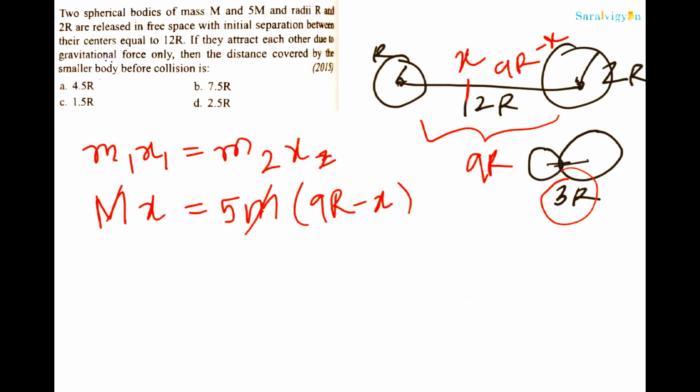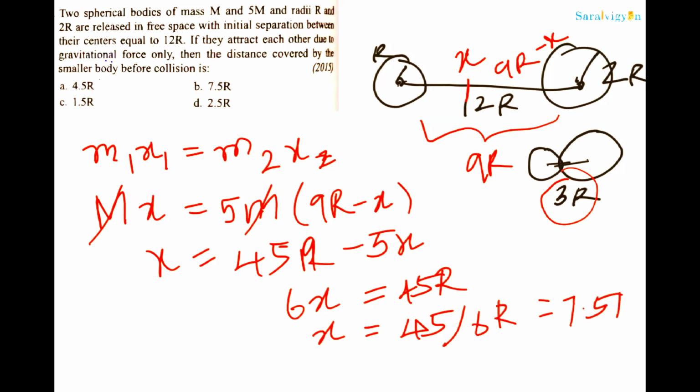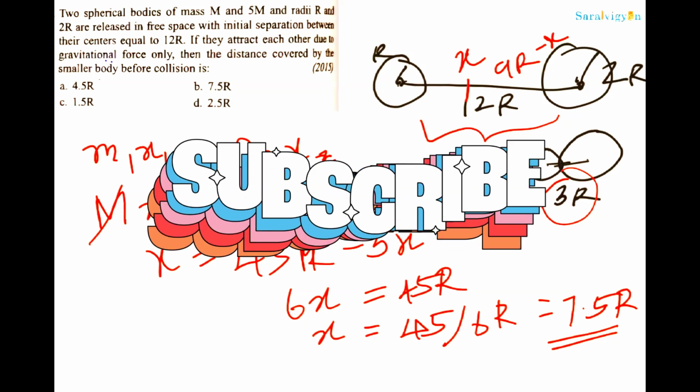So let us cancel the m since they are on both sides of the equal sign. x is equal to 45r minus 5x. 6x is equal to 45r. x becomes 45 by 6 r, which is equal to 7.5r. And we have got the answer, which is B.